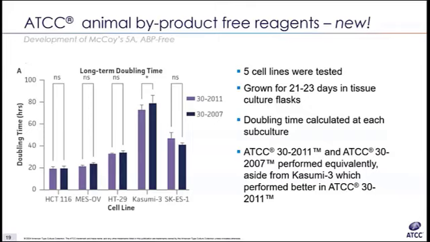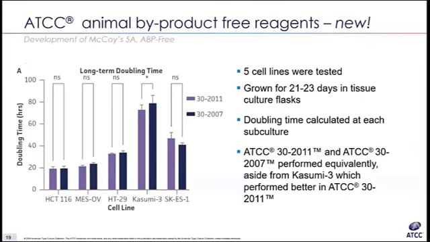The 5 cell lines selected were HCT116, MESOV, HT29, SKES1, and as mentioned before, Kasumi 3. In this study, cell cultures were maintained according to established procedures at ATCC for 21 to 23 days.